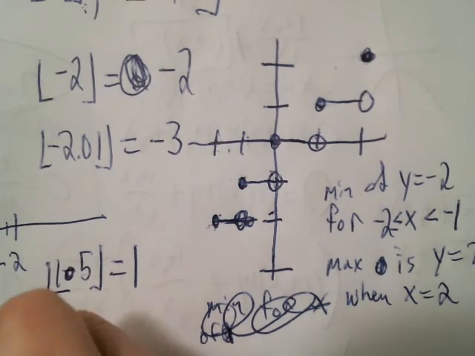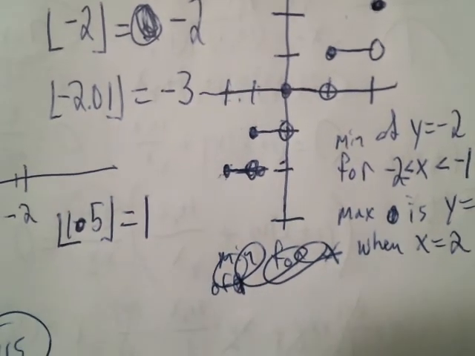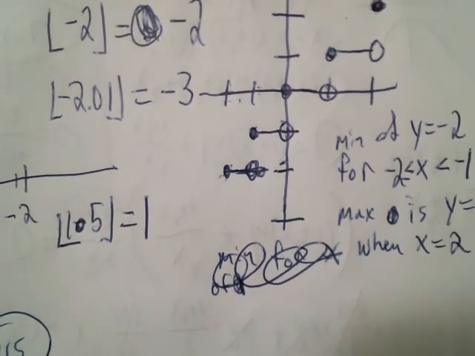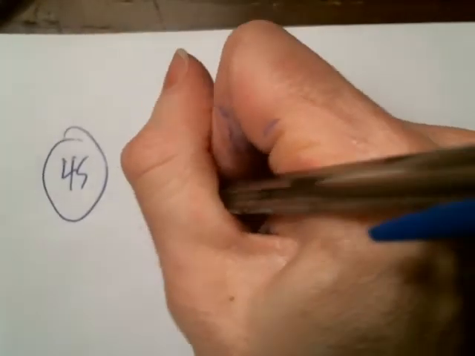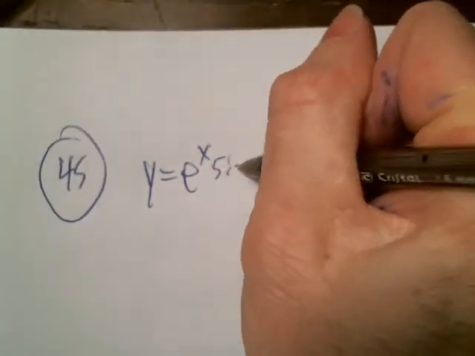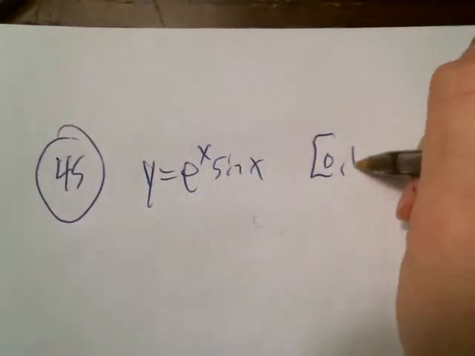Okay, so number 45. Let me toggle over to my book and take a look. 45. There's another one of those. Yeah, okay, so another extrema on a closed interval. Number 45: y equals e to the x sine x on the interval from 0 to pi.